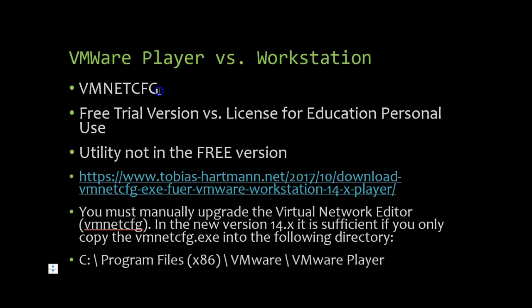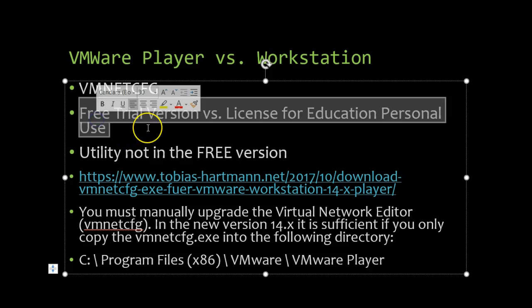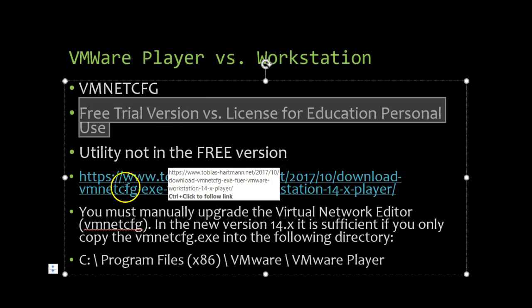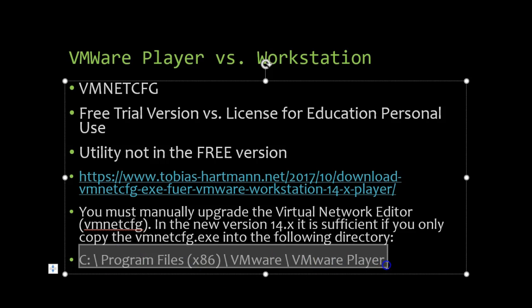So the problem with access to the bridge networking adapter is solved by a free utility called VMware Net Config. Now this comes in the Workstation version, but it doesn't install in the free version. So you have to get the program and download it to VMware Workstation Player, and you have to put it in the right folder for it to work. And here is the folder that you're going to put it in.